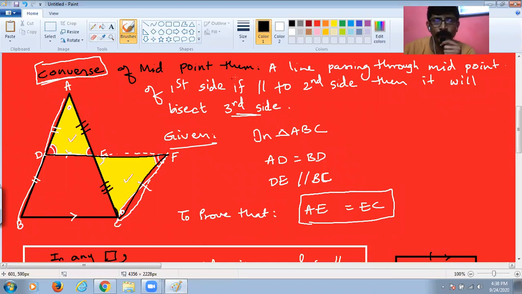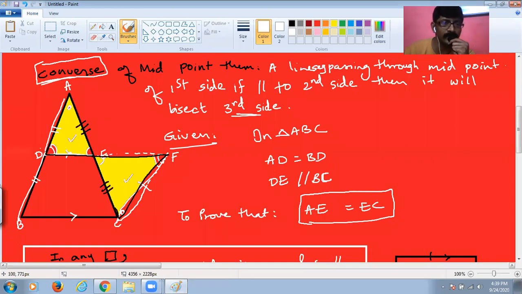The converse of the midpoint theorem states that a line segment passing through the midpoint of the first side, and if it is parallel to the second side, then it would bisect the third side. What do you mean by that? Let me show you in the diagram. Look at this. If this is triangle ABC, could you see? Follow my cursor, beta. ABC is a triangle. Now, in that triangle, suppose D is a midpoint of the side AB.